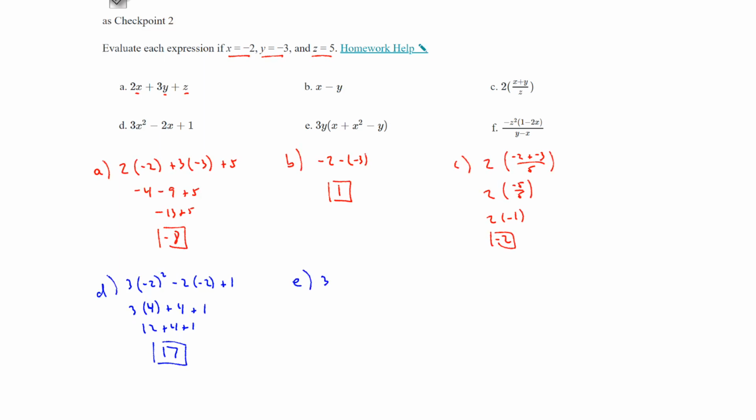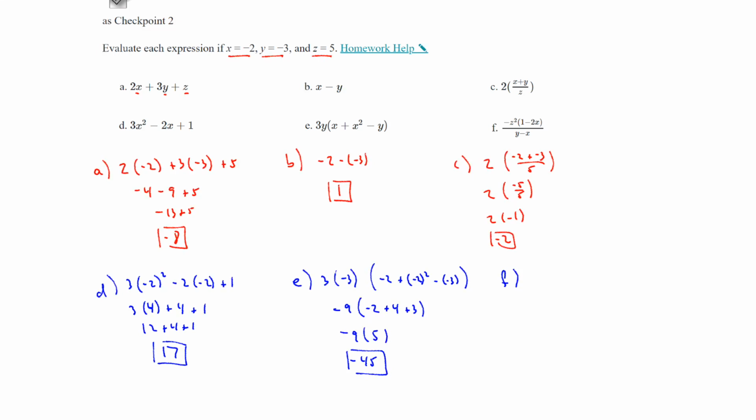Part E, 3 times negative 3, and then all of that is going to be multiplied by x, which is negative 2, plus negative 2 squared, minus negative 3. So there's a lot going on in the parentheses and multiplication on this one, so just be careful. 3 times negative 3 on the front would be negative 9, and then we need to simplify what's inside. So negative 2 plus 4 plus 3. Negative 2 plus 4 is 2. 2 plus 3 is 5. Negative 9 times 5 is negative 45.